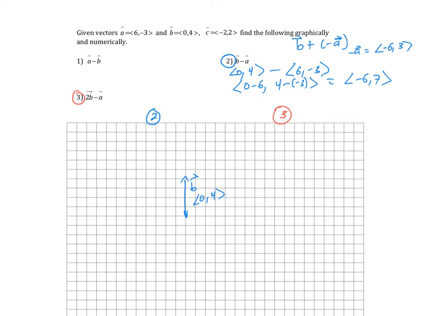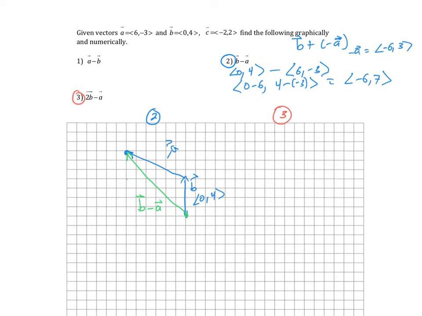So I'm going to go left 6, 1, 2, 3, 4, 5, 6, and up 3, 1, 2, 3. And so this is our vector negative a. And then our difference vector, which is b minus a, I'm going to draw from where we started, the initial point of the b vector, to where we ended, the terminal point of negative a. And now I'm going to label this vector as b minus a.